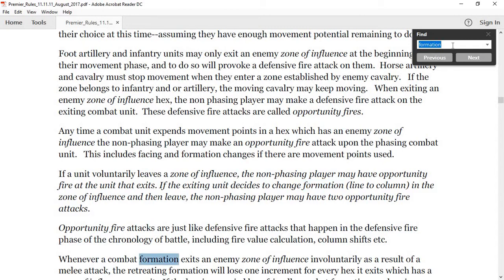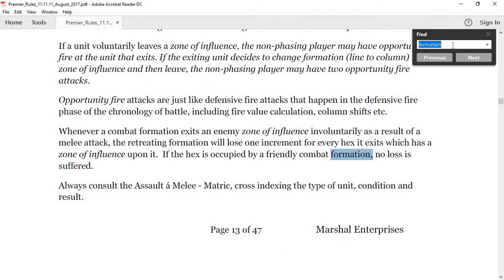Whenever a combat formation exits an enemy zone of influence involuntarily as a result of a melee attack, the retreating formation will lose 1 increment for every hex it exits which has a zone of influence upon it. If the hex is occupied by a friendly combat formation, no loss is suffered.